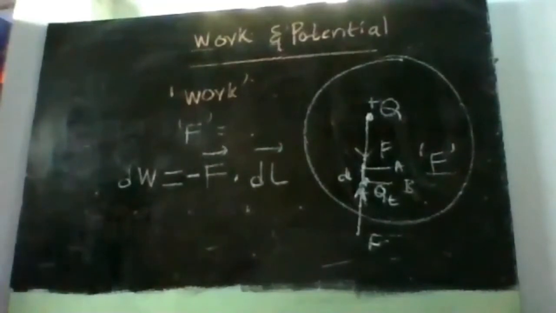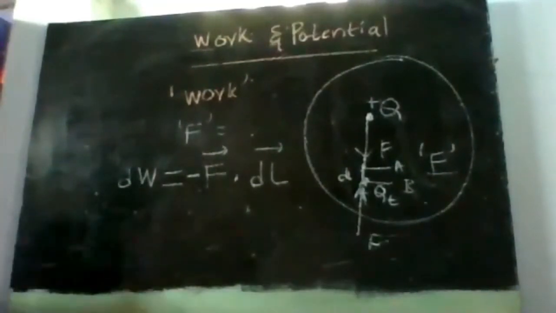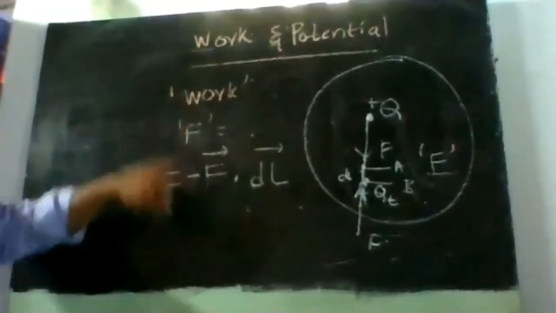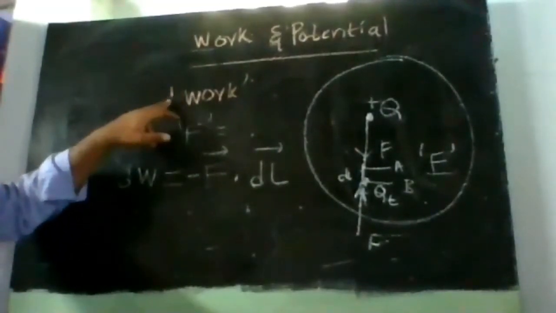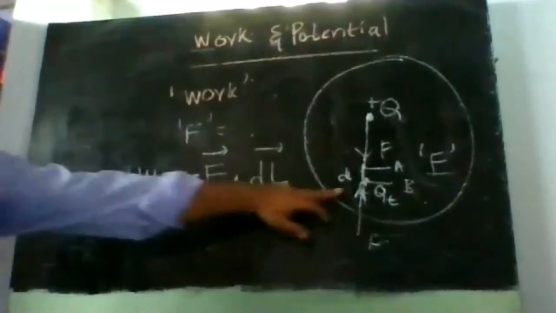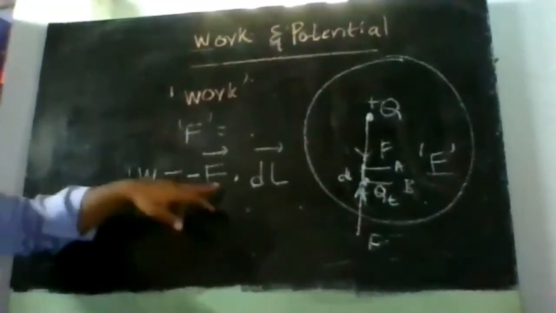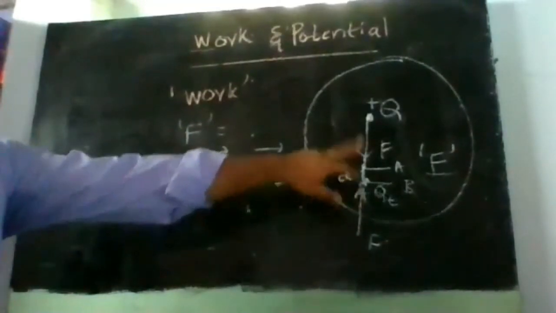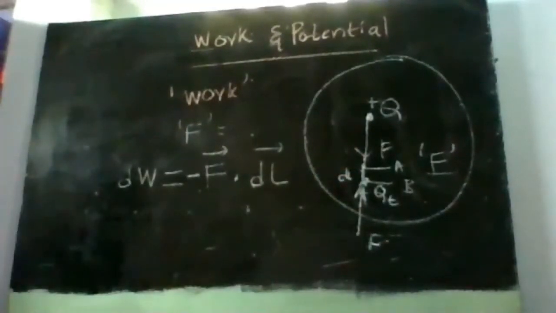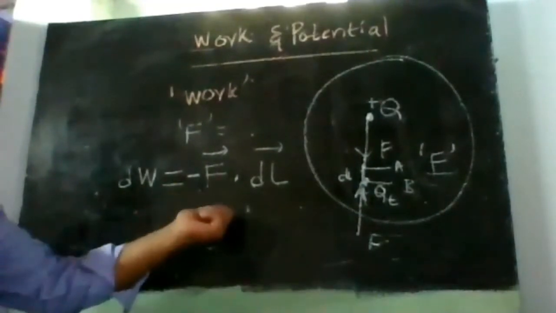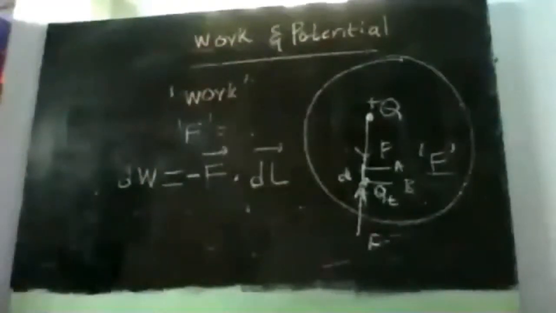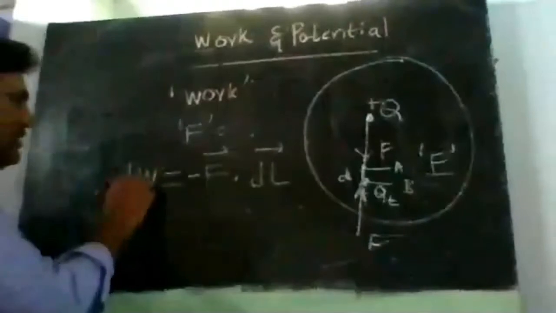Now we have the definition. Work is nothing but the force applied to move a charged particle from position A to position B. Work is the product of the force applied and the distance moved, and that gives us the work done. This is dW.